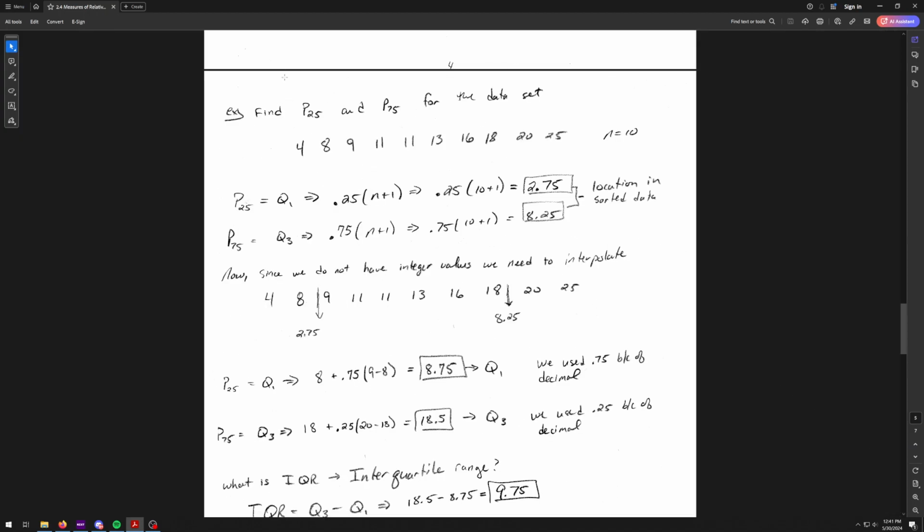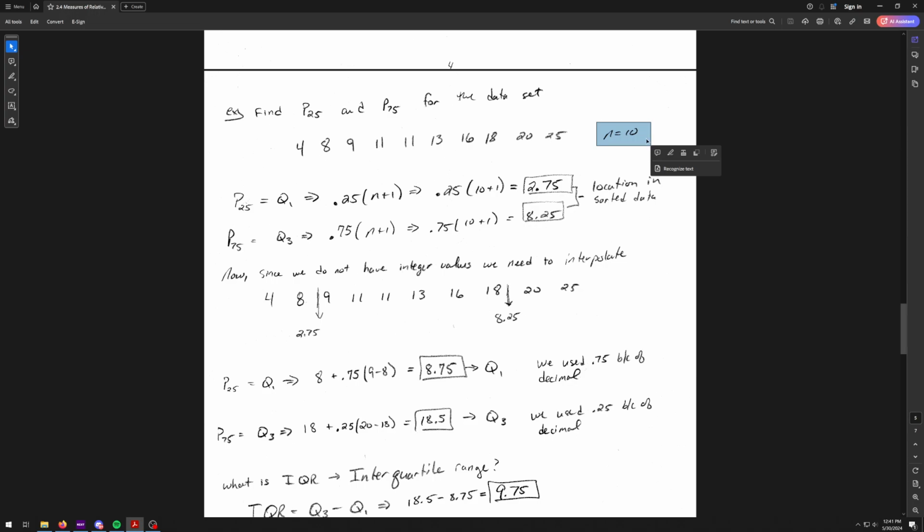In my guided notes, here's another example where we want to find the 25th and the 75th percentile for this data set. Notice that the data set is n equals 10, and we have to use this method when the data set is an even number. When you're trying to find percentiles and quartiles, not everything is perfect with an even number. You cannot find the exact center.